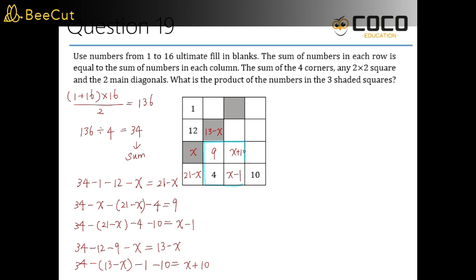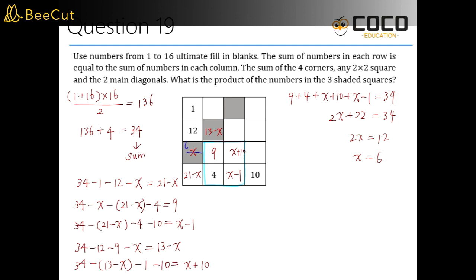Take a look at these 2 by 2 squares. Within this square, the sum is 34. So we have 9 plus 4 plus x plus 10 plus x minus 1 equals 34. Add them together, 2x plus 22 equals 34. 2x equals 12, so x is 6. After we get that x is 6, the rest will be easy.